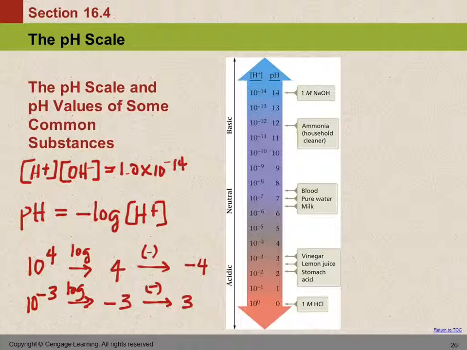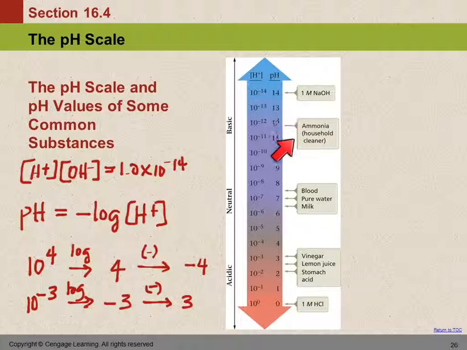So you need to know how to do this on your calculator. Before we get to that, let's just talk about it, so get your calculator out while I'm talking some more. What this does is it changes this range that spans 14 orders of magnitude, and it makes it into a nice range from 0 to 14.